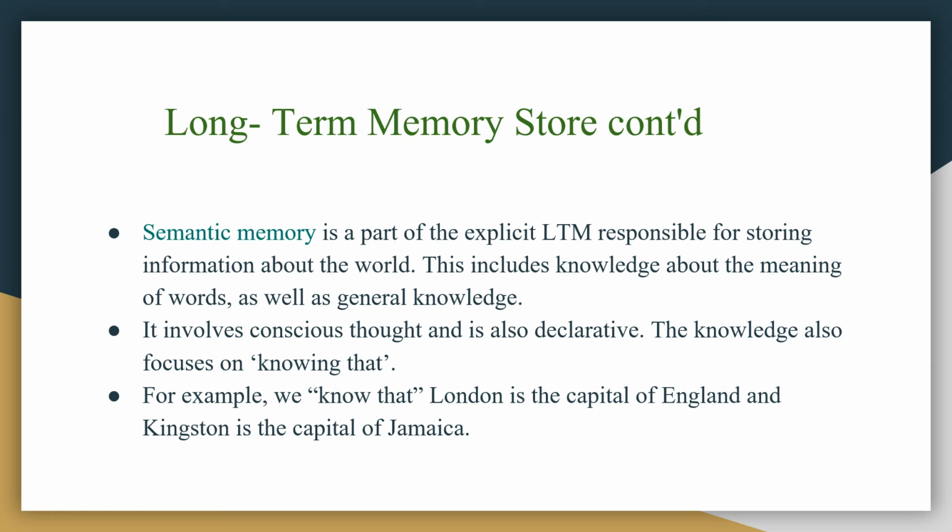Semantic memory is a part of the explicit long-term memory responsible for storing information about the world. This includes knowledge about the meaning of words as well as general knowledge. It involves conscious thought and it is also declarative. The knowledge also focuses on knowing that. For example, we know that London is the capital of England and Kingston is the capital of Jamaica.